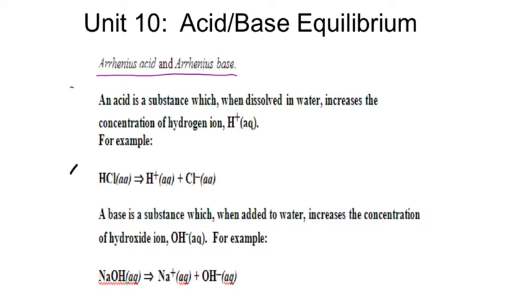So Arrhenius acids and bases, again, these are just different definitions. Some acids and bases fit into both definitions, some don't. Don't stress too much about it. But an Arrhenius acid is an acid that produces H+ in solution, okay? And an Arrhenius base is a base that produces OH- in solution. So they dissociate and they make these things.